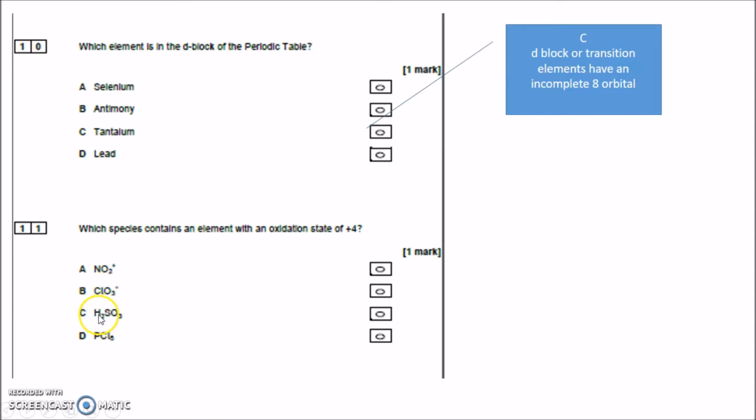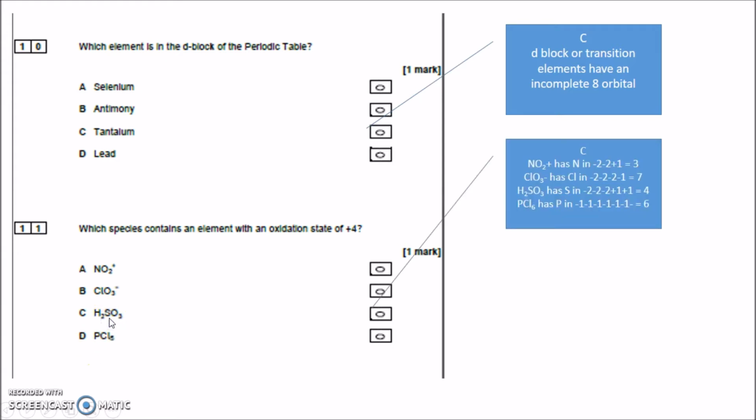H2SO3. H is +1. The oxygens are -2, so 3 times -2 is -6. +1 +1, the sulphur is in +4, so +1 +1 +4 -6 leaves no charge left over. So the sulphur there is in +4. Let's just check this one then. PCl5, no charge. Cl is in group 7, so forms a 1 minus ion, -1 oxidation state. 5 1 minuses are 5 minuses from the Cls. The phosphorus, the P, is in +5. So your answer is C, with the sulphur in +4.